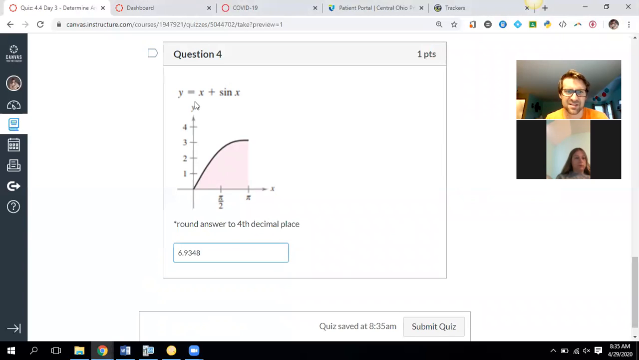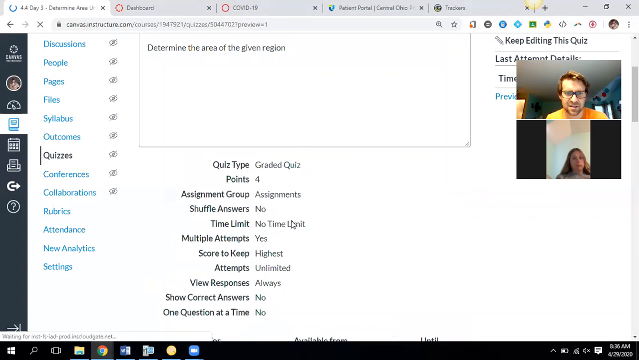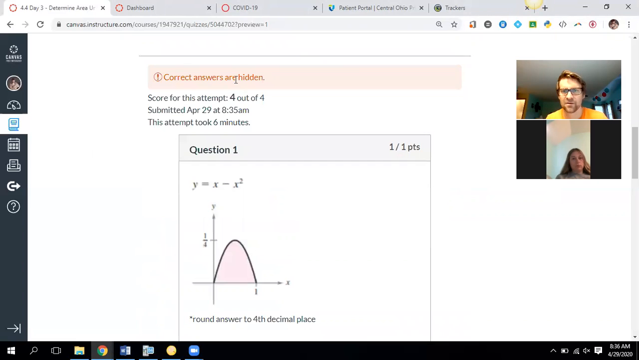Okay, which kind of makes sense because x would go to x squared over 2. Sine would go to negative cosine. Probably would come out a little bit weird. Okay, well, let's see how well we did. I always like to double check these now. This is my answers. All right, 4 out of 4.